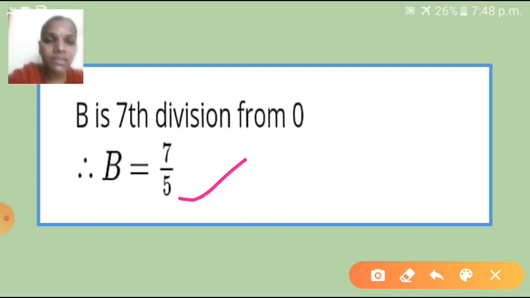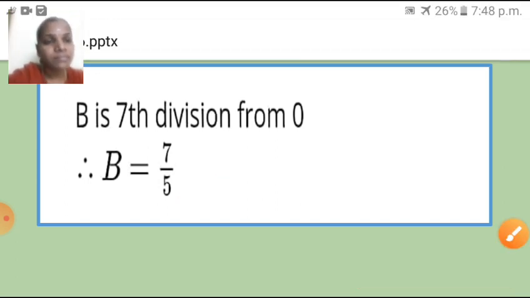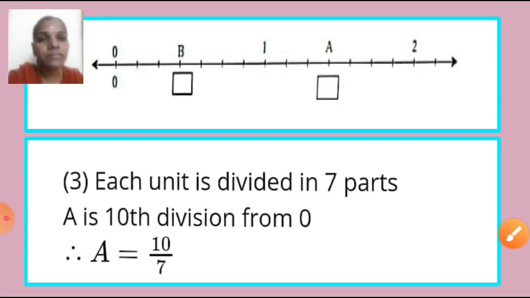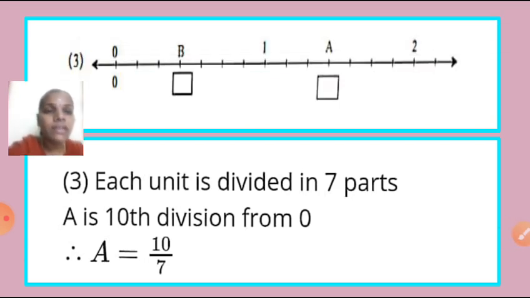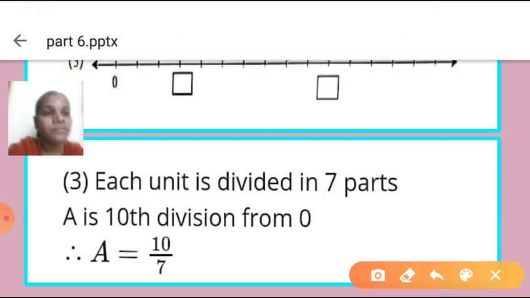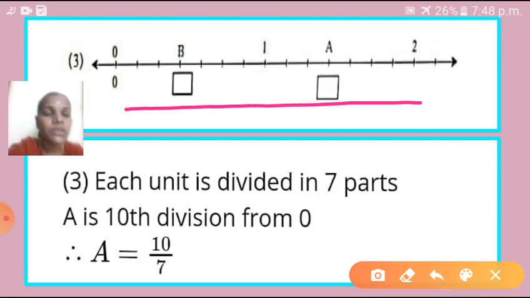Shall I go to the next? Third one is, see here, there is no fraction here. But what do we have to do then? Which number will come in the denominator? You have to count the units here. How many parts are there? Just observe that unit.